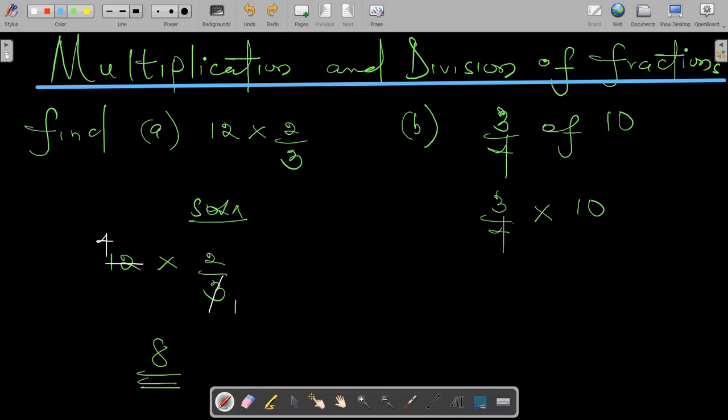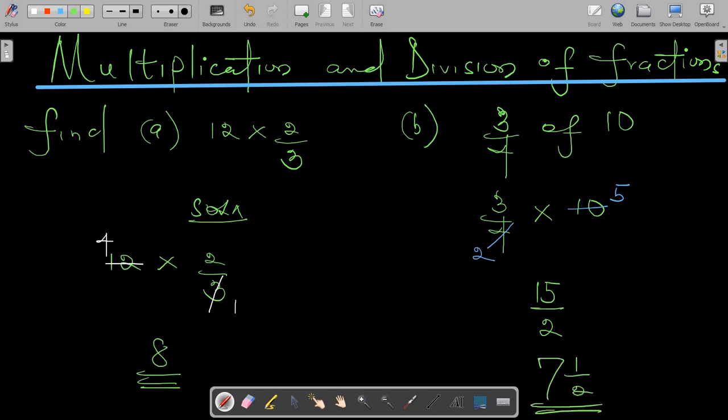So watch out, 2 can divide 4 to give me 2. Then 2 can divide 10 to give me 5. Then our final answer becomes 5 times 3, then we have it to be 15 all over 2. So 15 divided by 2 is an improper fraction. So let's take it to mixed number. So we have it to be 7 whole number, 1 all over 2.